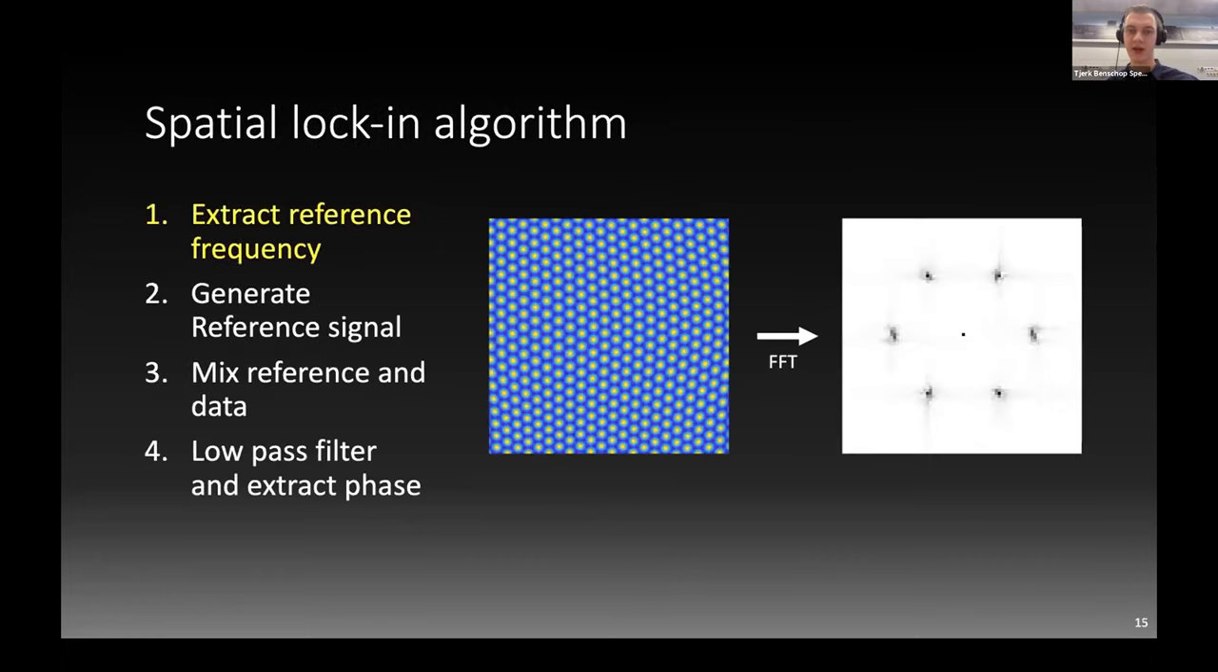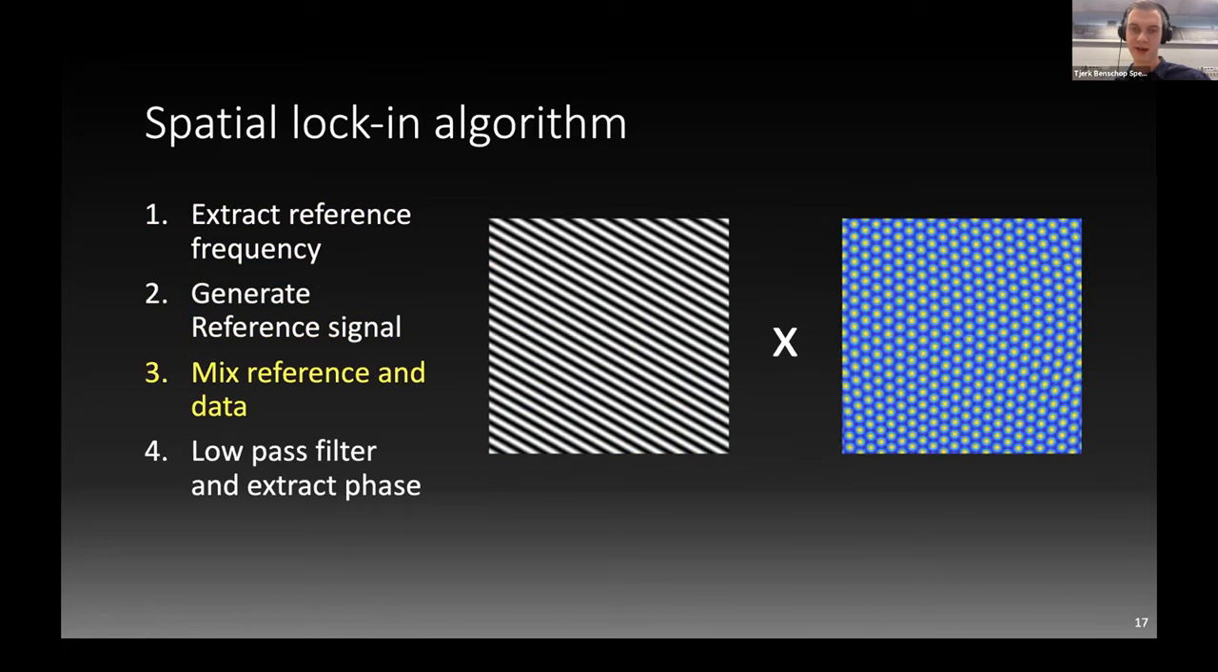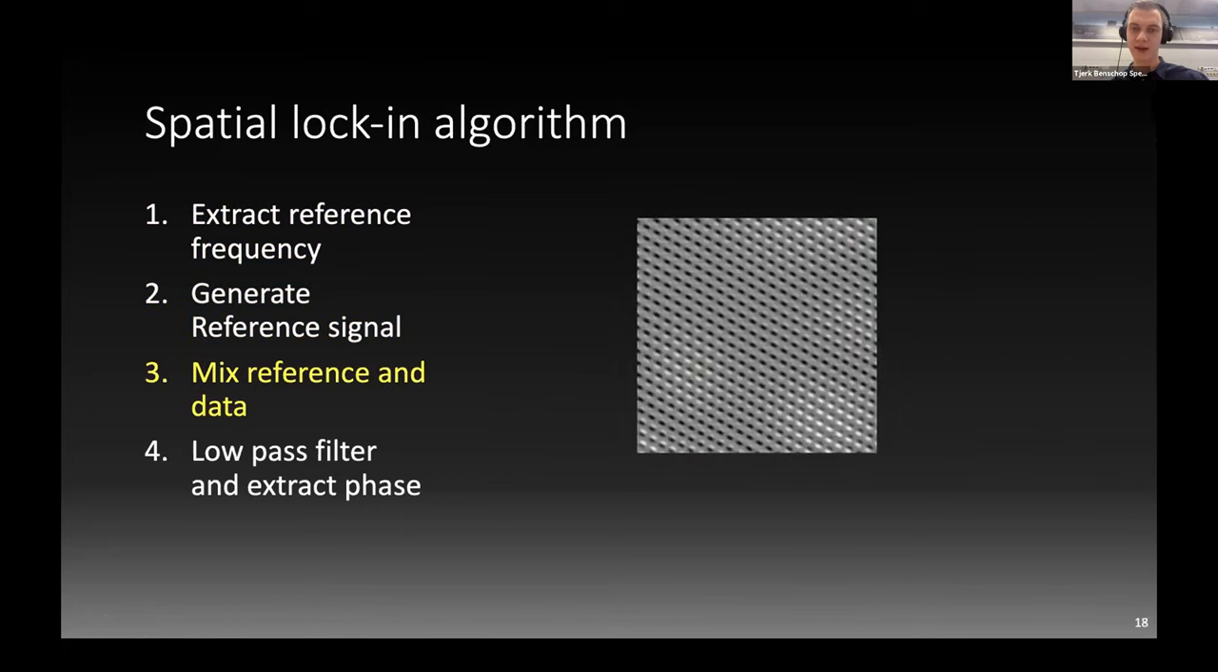How do we do this? Well, it's already in the name, it's a lock-in based method. So first of all, here I just have some artificially generated data with a little bit of straining. But first thing you do is you Fourier transform, then you can extract your reference frequencies by fitting Gaussians to the Bragg peaks. You generate your reference signal, which I should point out is a complex signal. So here I just show you the real part. You multiply your data with your reference signal, and then the real part can, for example, look somewhat like this.